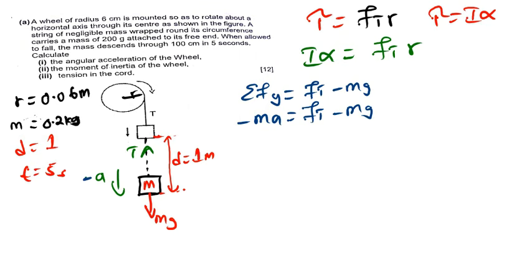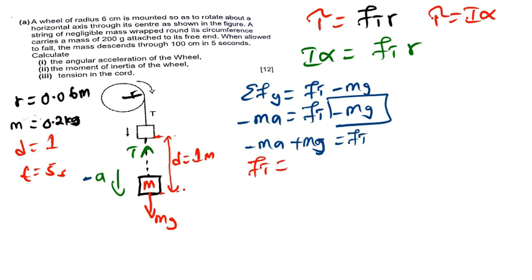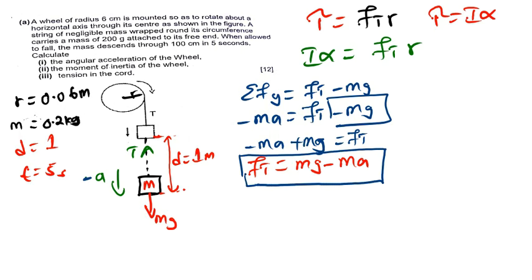I have to shift this to the left hand side, so it's going to be negative ma plus mg is equal to the tension force. Now I can write this and say the tension force is equal to mg minus ma. Now I can see that this is the formula I can use to find the tension force, but I don't have the acceleration.